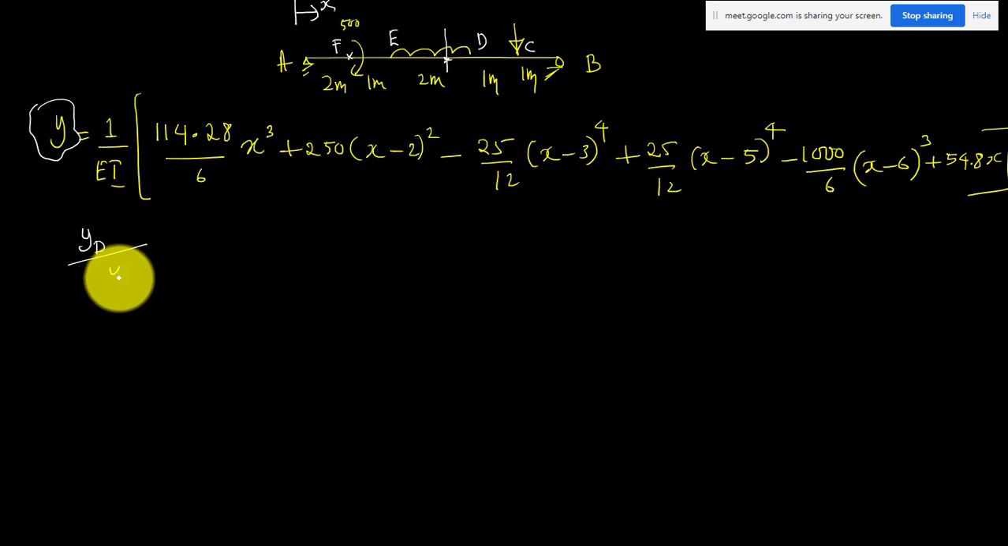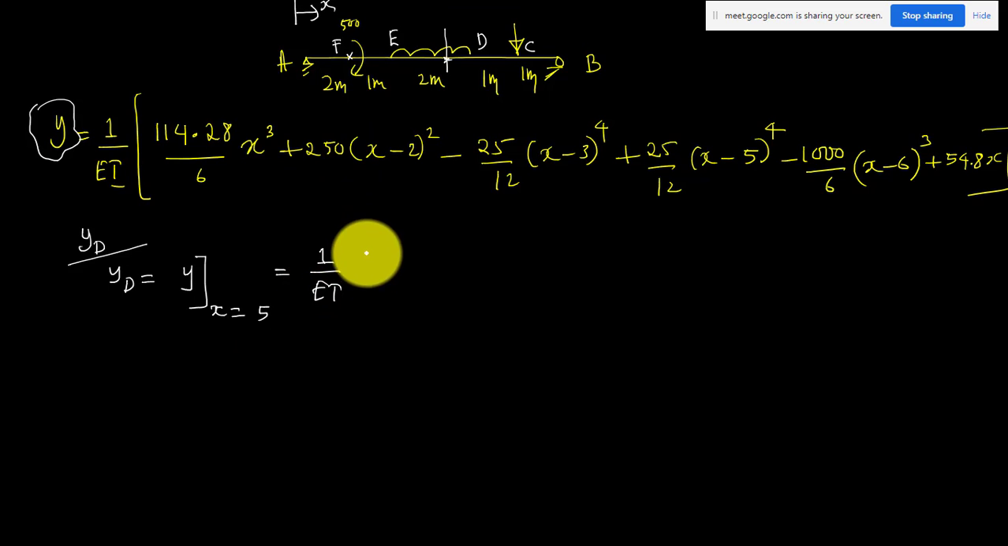Sorry, at D your x is 5 meter. Correct. So the deflection at D is yD, which is y at x equal to 5. That is your deflection at D. So we have to simply substitute the value of x in this equation. So this will become 140.